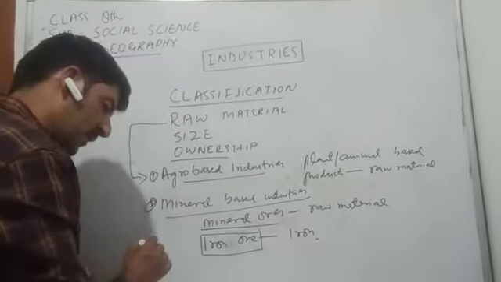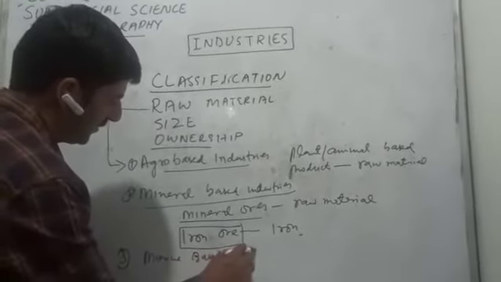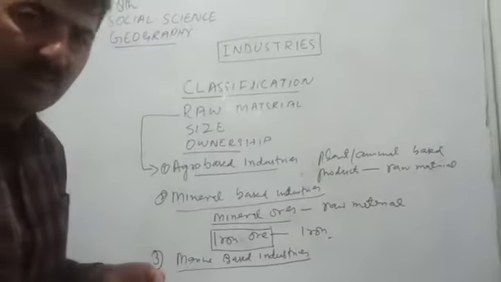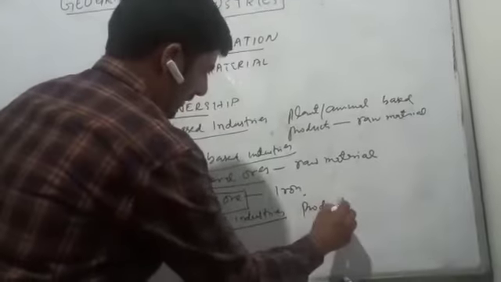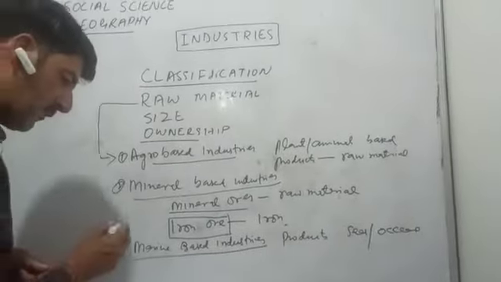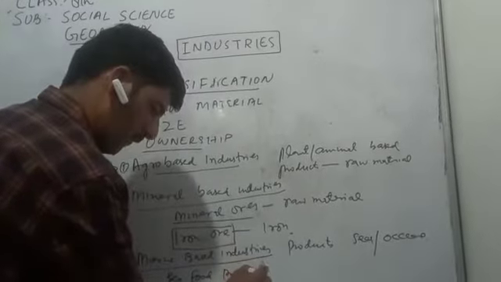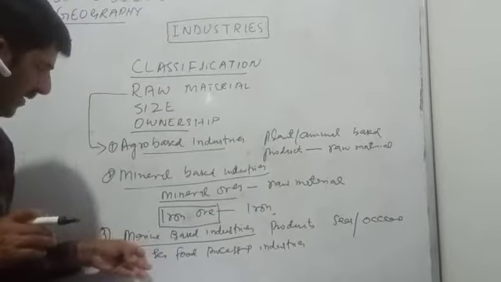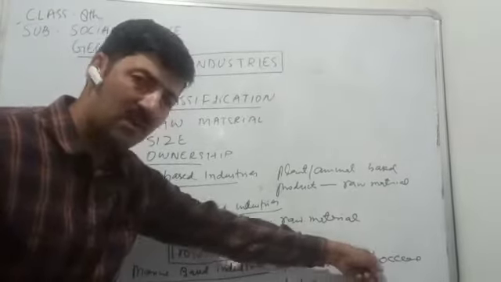Now marine-based industries. What are marine-based industries? Those industries which use products from oceans or seas. For example, seafood processing industries and fish oil manufacturing industries. They are marine-based industries because they use products as their raw material which are obtained from seas or oceans.